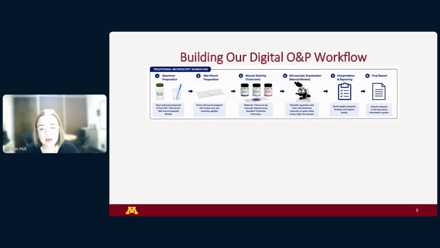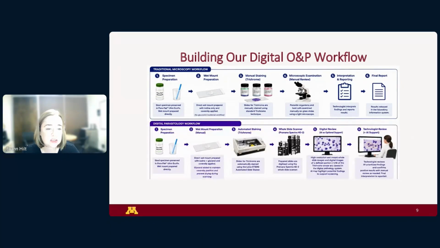So how we brought in the digital parasitology workflow is as seen here. We maintained our wet mount preparation as a manual preparation because these samples need to be really fresh and done right away.